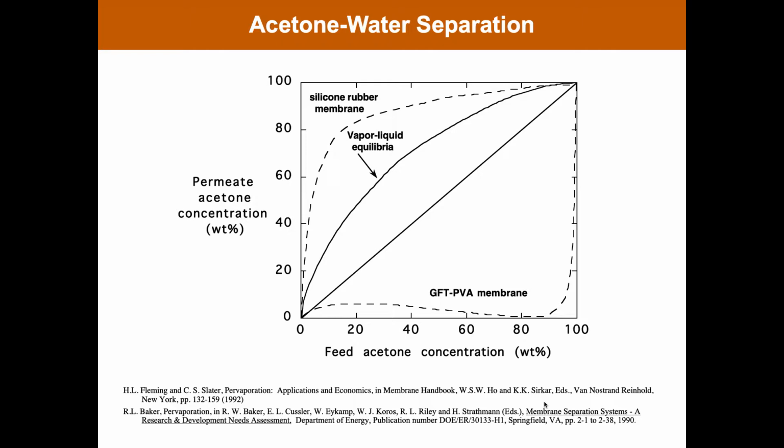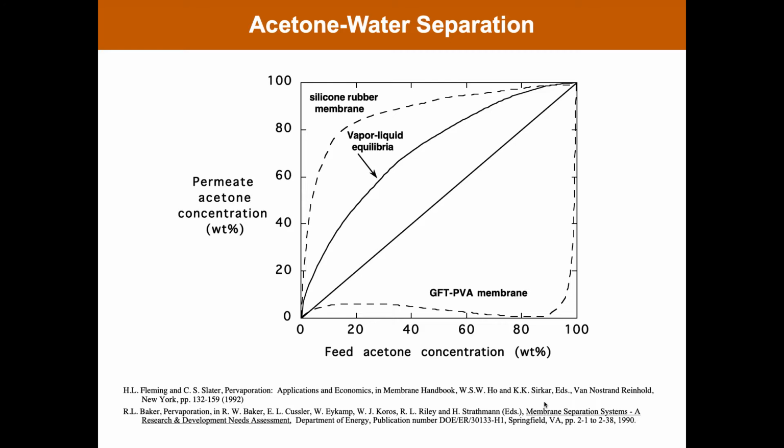It's also worth noting that this is, again, a combination of permeation plus evaporation. And in the case of the silicone rubber, which is acetone selective, the vapor-liquid equilibrium is acetone selective. Acetone is more volatile than water. In this case, the membrane and the normal thermodynamics work together, so you get a synergistic increase in separation ability because both the vapor-liquid equilibrium as well as the membrane are selective for acetone.